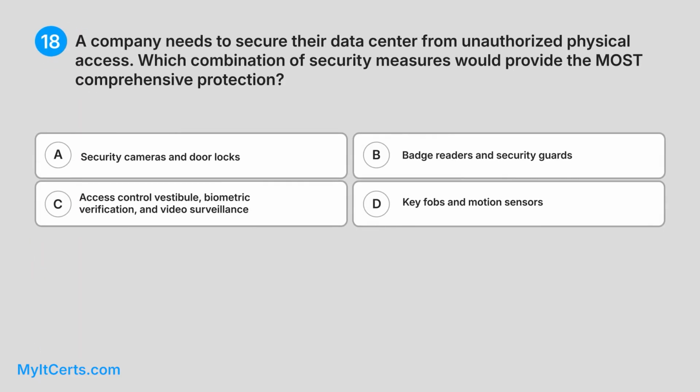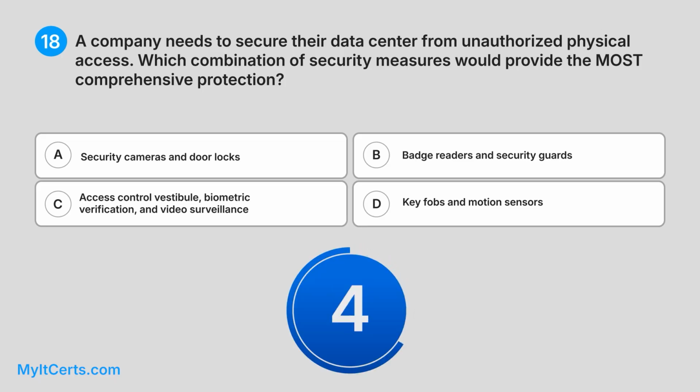18. A company needs to secure their data center from unauthorized physical access. Which combination of security measures would provide the most comprehensive protection? A. Security cameras and door locks. B. Badge readers and security guards. C. Access control vestibule, biometric verification and video surveillance. D. Key fobs and motion sensors. What do you think is the answer?